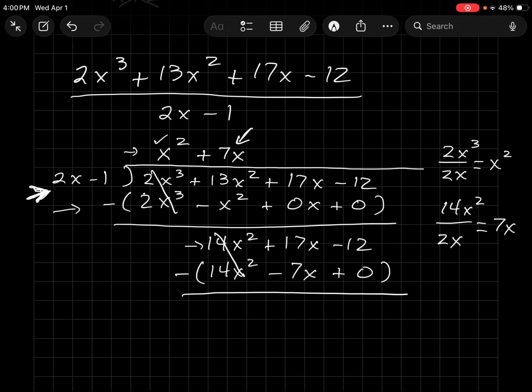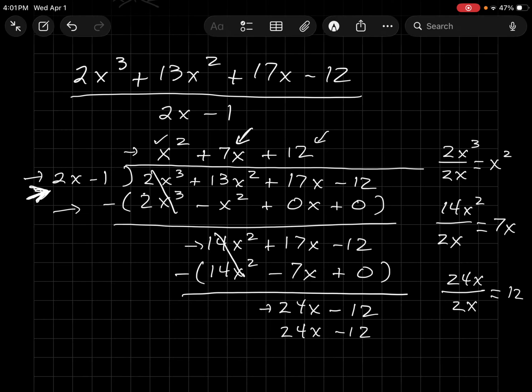When I do that, cancel. I did it right. 17x minus negative 7x gives me 24x. And then minus 12. I can keep going. Highest power of what's left over, highest power in my original term gives me positive 12, so I can put down plus 12 right there. I now multiply the plus 12 by both terms over here and get 24x minus 12.